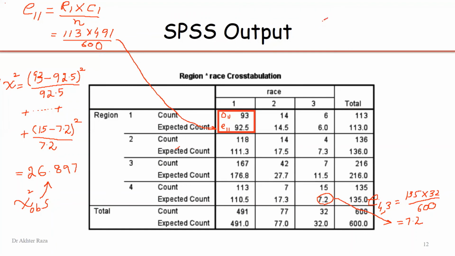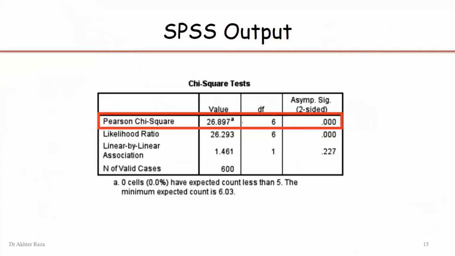So the degree of freedom will be r minus 1 times c minus 1. In this table, we have 4 rows, so 4 minus 1, and we have 3 columns, so 3 minus 1. So 3 multiplied by 2 is 6. So we have 6 degrees of freedom, and the observed value of chi-square is this. In the next table, we have the Pearson chi-square value computed by SPSS, 26.897, and the degrees of freedom shown here is 6.